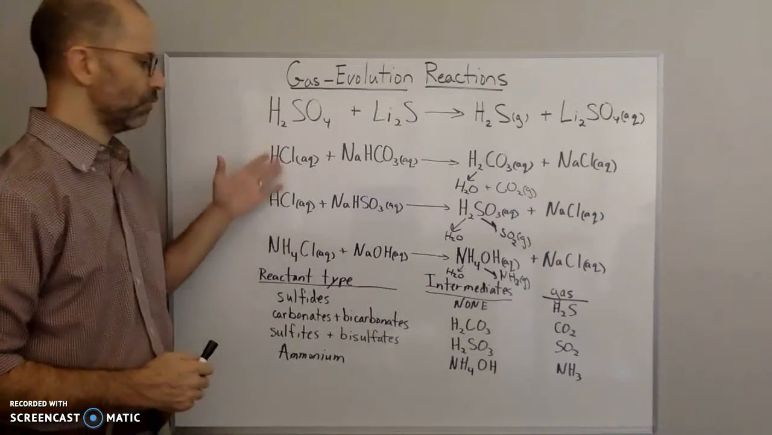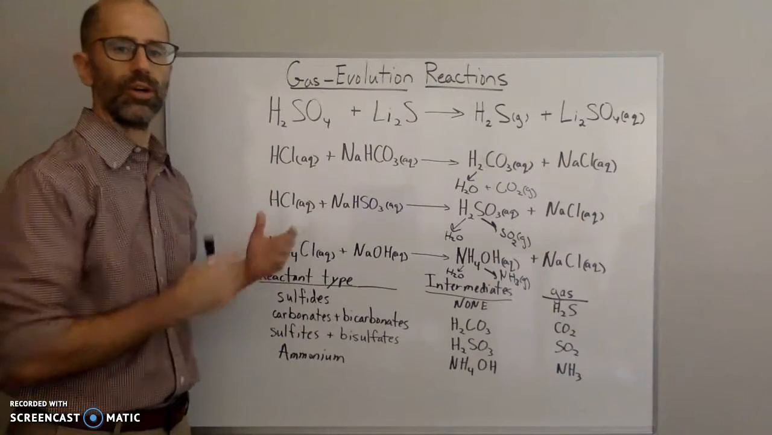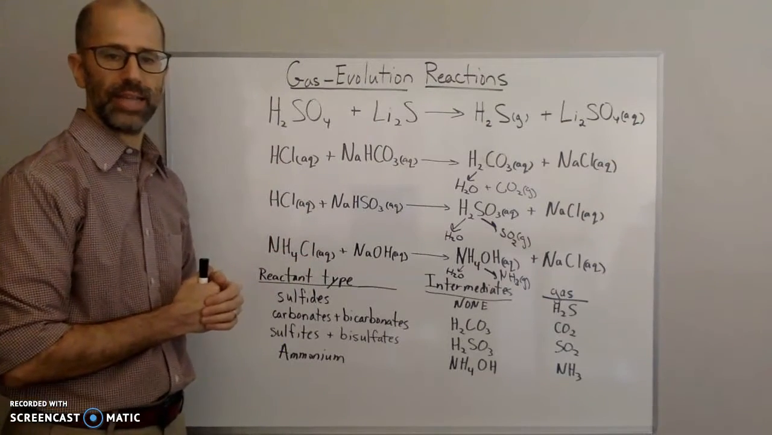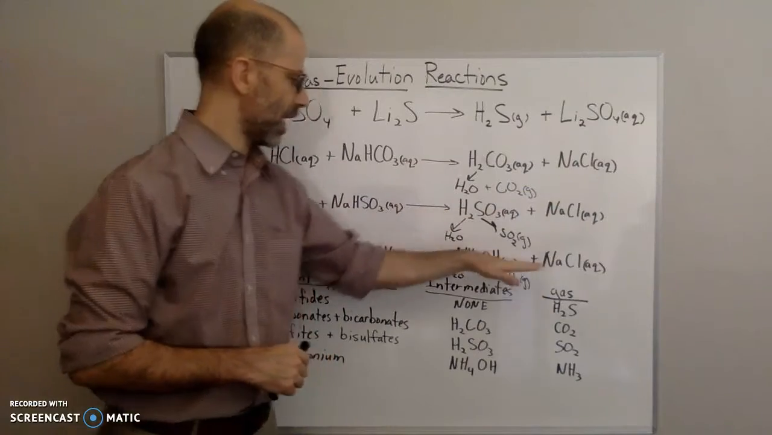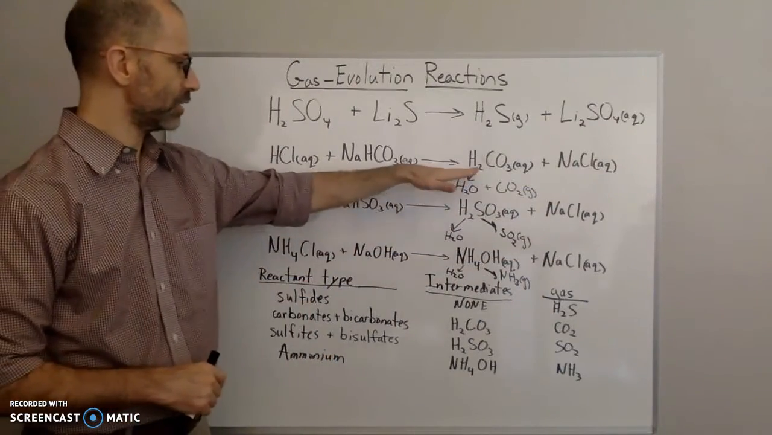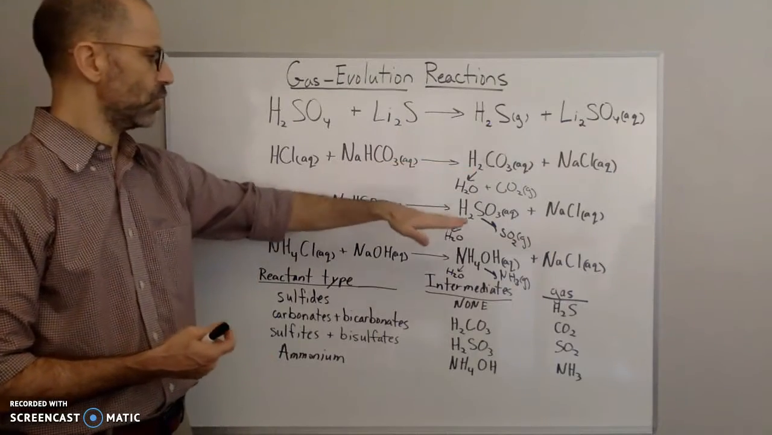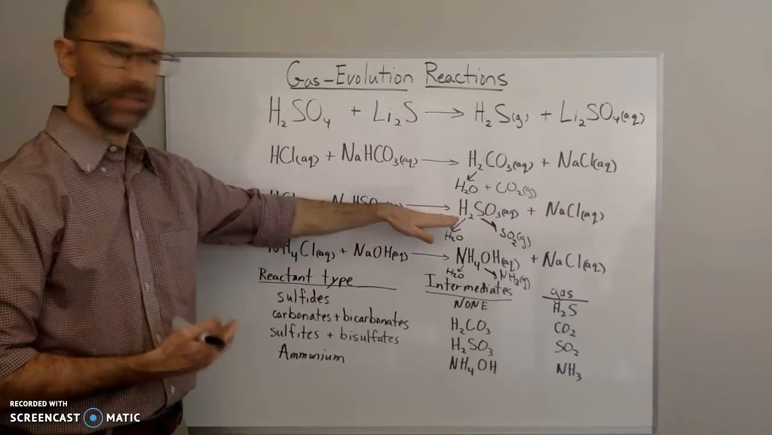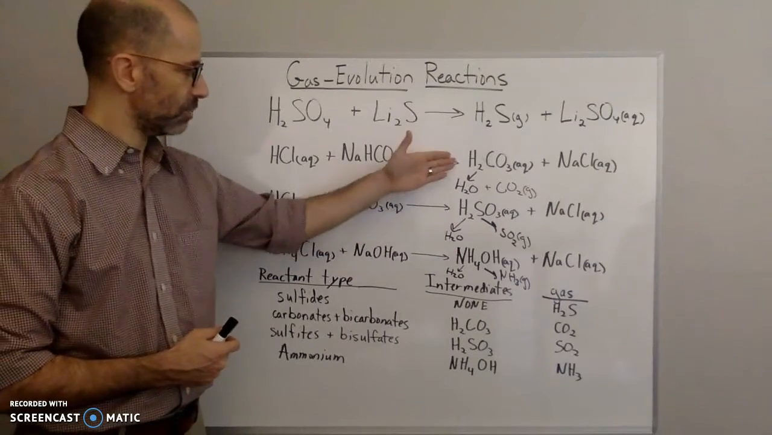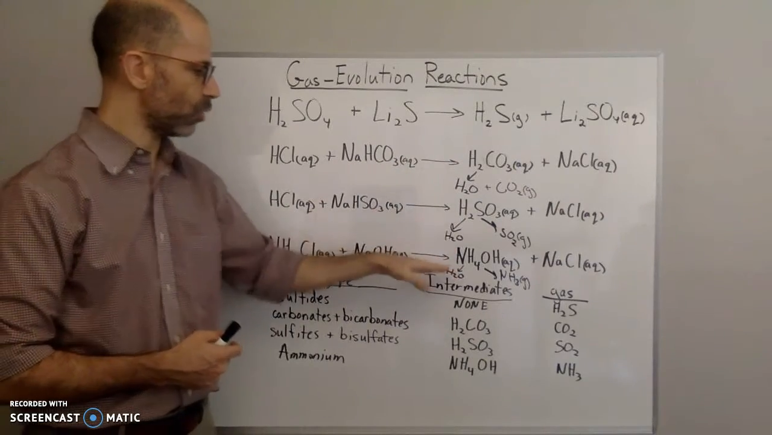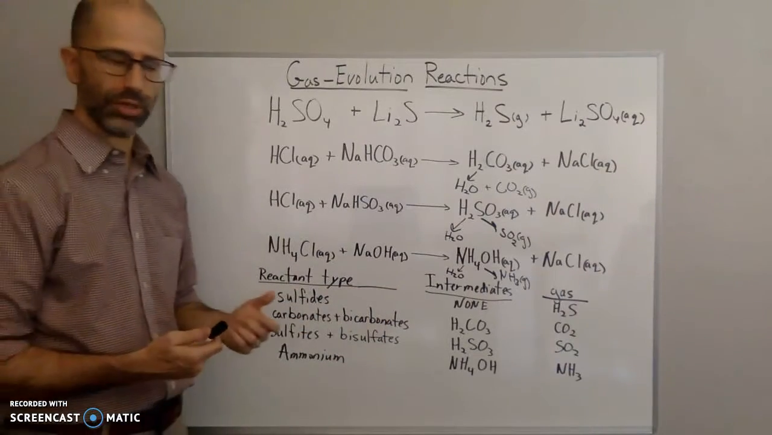So you have to be careful with these intermediates, and you have to look out for them in order to identify your reaction as a gas evolution reaction. If you stop here, then you would not be correct. You have to recognize that if one of your products is carbonic acid or sulfurous acid or ammonium hydroxide, then that's an intermediate that's going to break down into water and your gas. So you subtract out water, and what's left over is your gas.